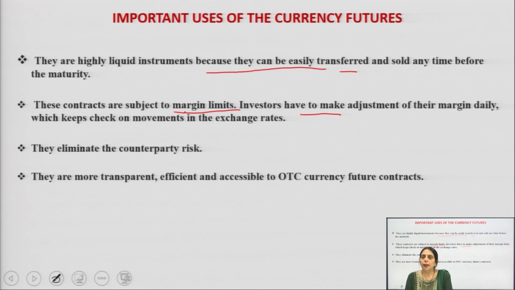In the case of the maintenance margin, you have to maintain your account balance. If it falls below a certain amount, then a call is given to the importer and the exporter, and they have to deposit the amount with the clearing house. If they do not do that, then their account is going to be liquidated. Then they eliminate the counterparty risk, and these are more transparent, efficient and accessible than OTC currency future contracts.